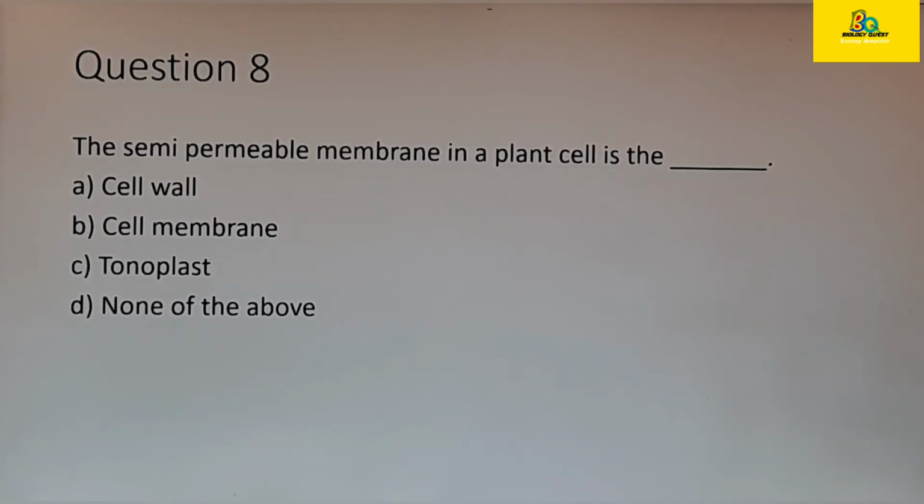Question 8. The semi-permeable membrane in a plant cell is cell wall, cell membrane, tonoplast, none of the above. Cell wall is the outermost layer in a plant cell. It is a freely permeable membrane. Cell membrane is the layer seen inner to the cell wall, and it is a semi-permeable membrane. Tonoplast is the single membrane of the vacuole. So here the correct answer is cell membrane. Cell membrane is a semi-permeable membrane in a plant cell.